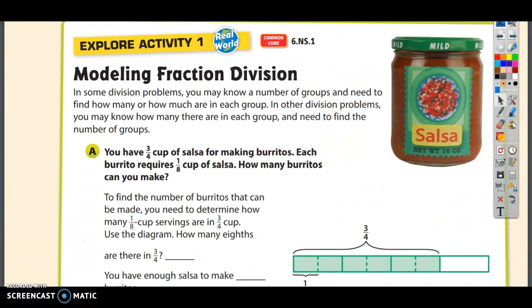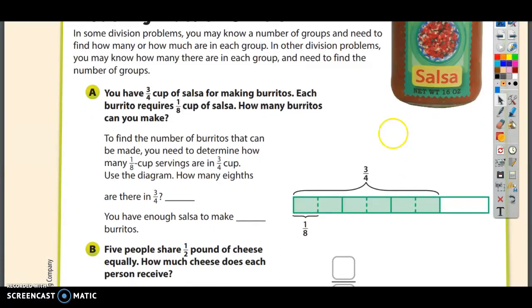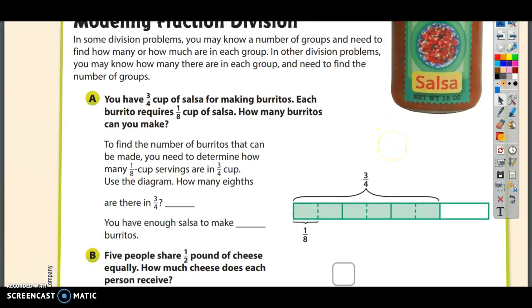Modeling fraction division. In some division problems, you may know a number of groups and need to find out how many or how much are in each group. In other division problems, you may know how many there are in a group and need to find the number of groups. First part of this one is A. You have 3/4 cup of salsa for making burritos. Each burrito requires 1/8 cup of salsa. How many burritos can you make?